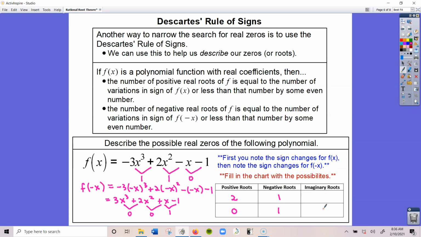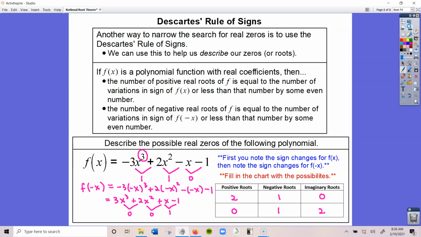Now I have here a column for imaginary roots. And the reason for that is that this exponent tells us how many roots we're going to have. So if we have 2 positive and 1 negative root, that already gives me a total of 3, leaving no room for imaginary roots. But if I add here 0 and 1, this only gives me one possible root, and I need 3. So that leaves room for 2 imaginary roots. So basically, for all of the rows here, if you add up the numbers, it has to add up to how many roots you're supposed to have.